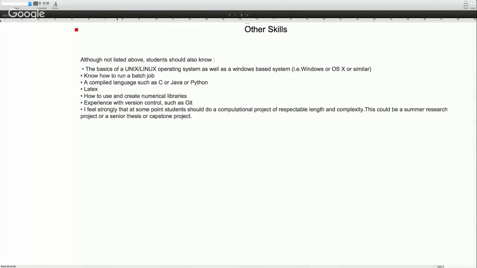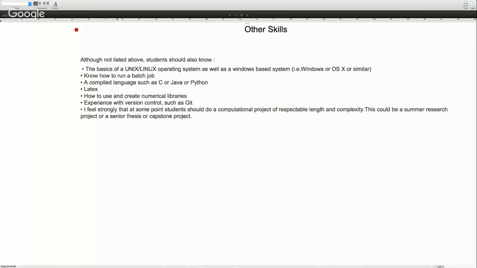command line-based systems, and they should know how to, at least, change a directory in a Unix system, list files, run some program. They should know how to run a batch job. They should know a compiled language, whether that's C or Java or Python. I'm not sure how much difference that makes. Personally, I would be inclined to C or Python these days. And once they know one, they can probably pick up the other pretty quickly.